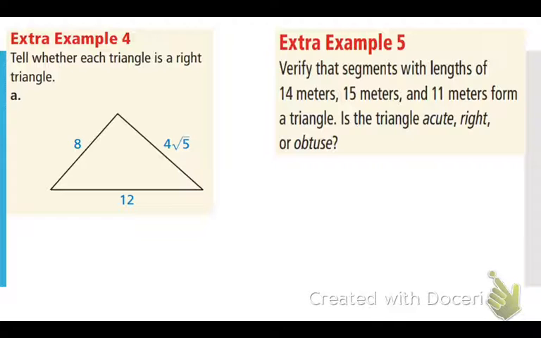Alright, we got 2 more. Tell whether each triangle is a right triangle. So we're going to use what formula? a squared plus b squared equals c squared. Which one of these will be the hypotenuse? 12. Definitely 12.